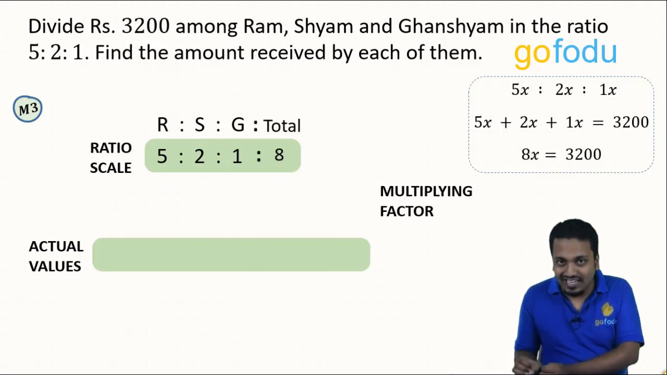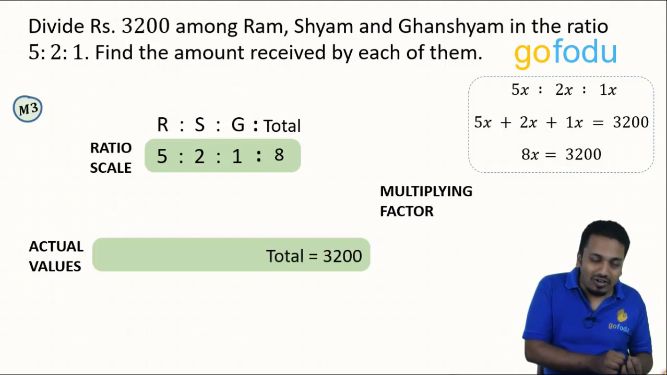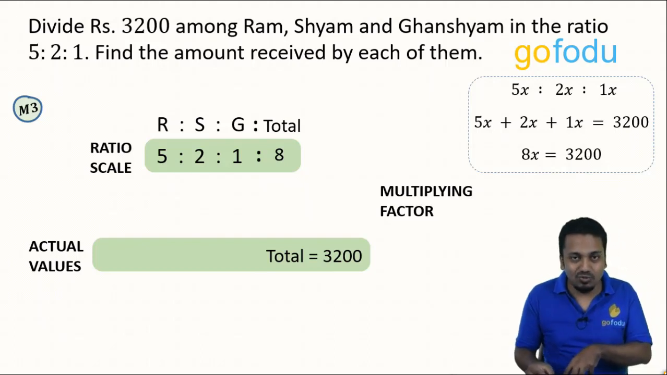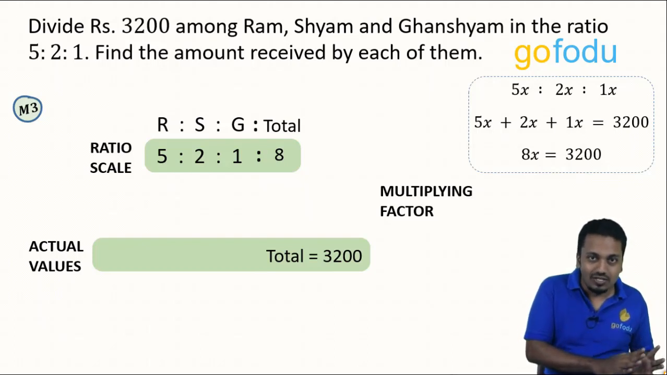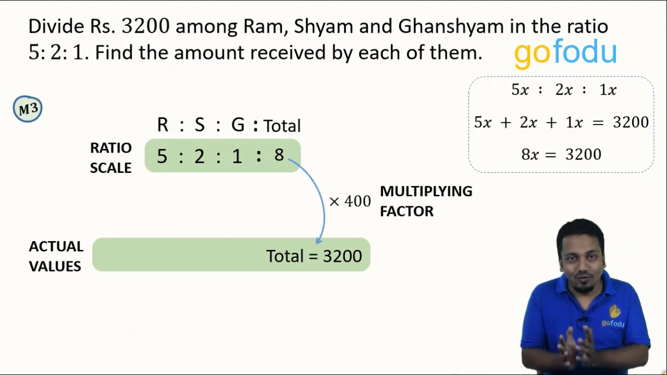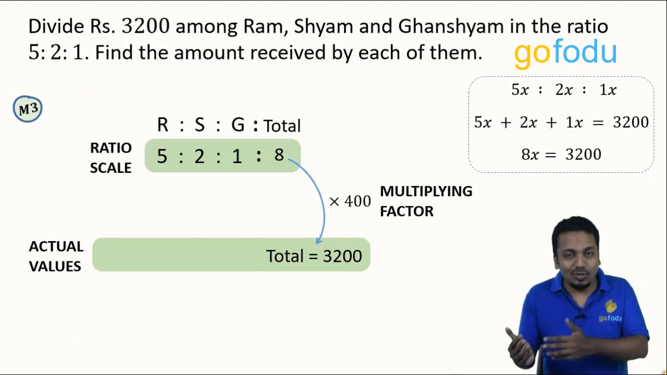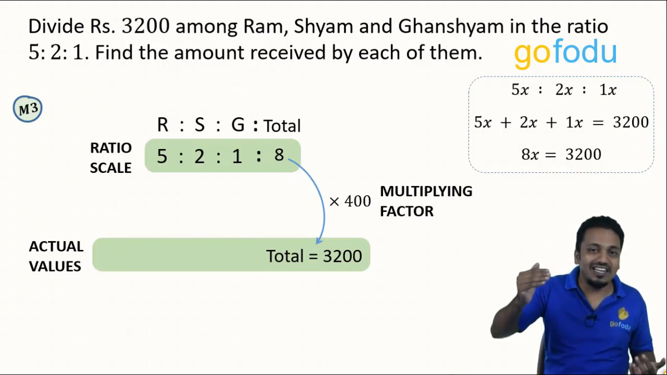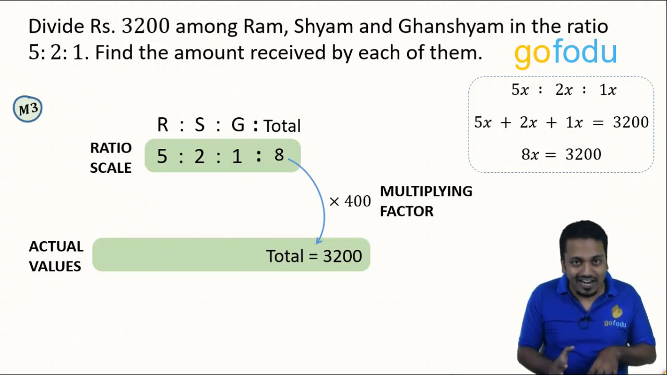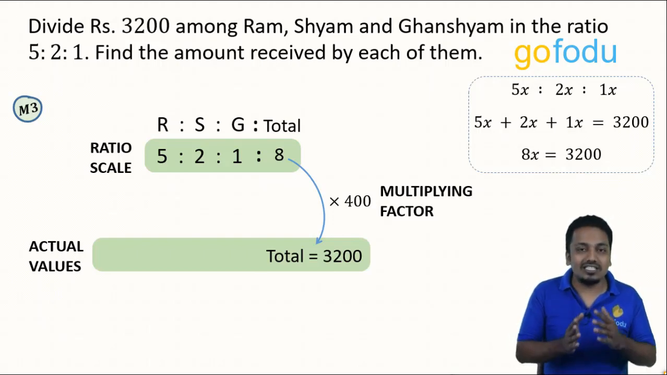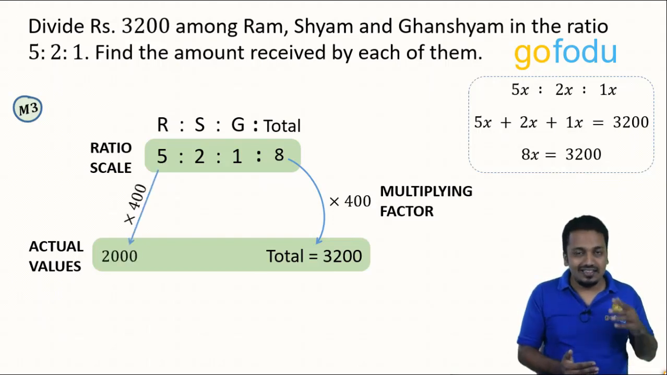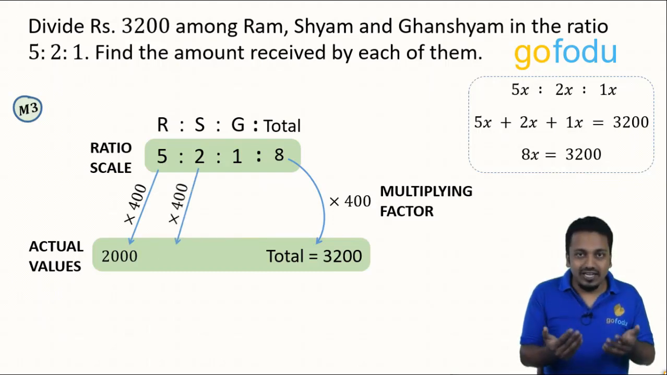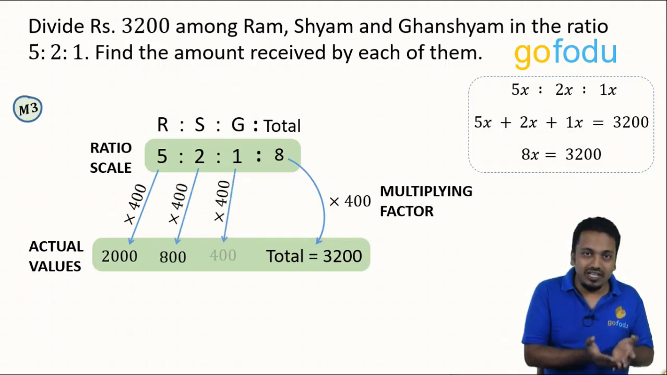8 on ratio scale corresponds to the actual value of 3200. So the multiplying factor here is 400, which when multiplied to 8 gives 3200. So this is the link joining the ratio scale and the actual values. Multiply it to all other ratio values and get the respective actual values. So Ram's share will be 5 into 400, that is 2000. Shyam's share would be 800 and Ghanshyam's share would be 400 rupees.